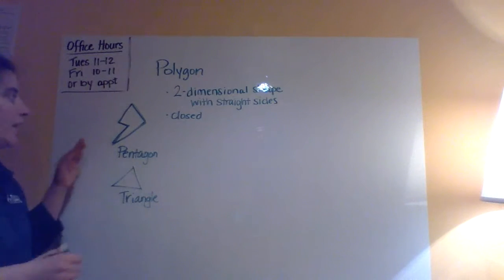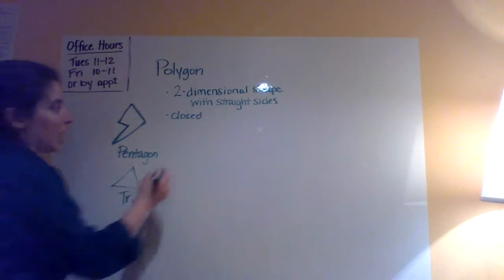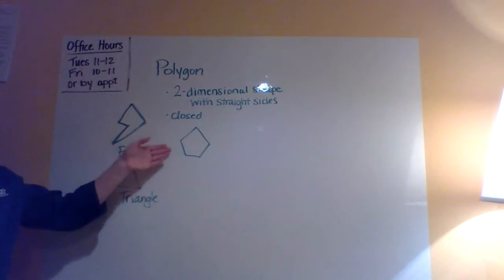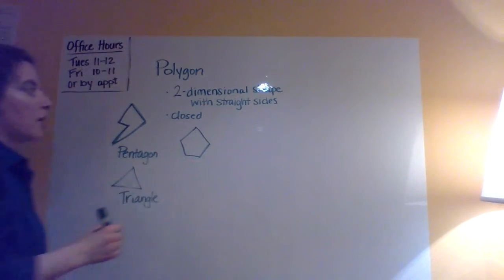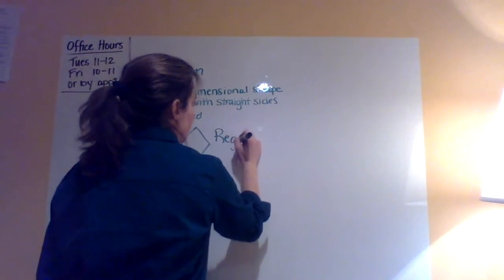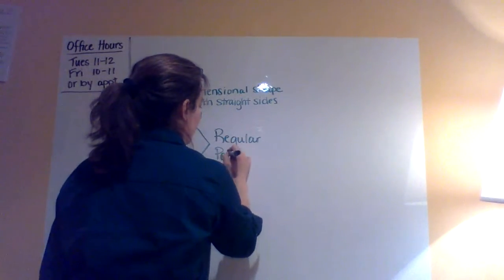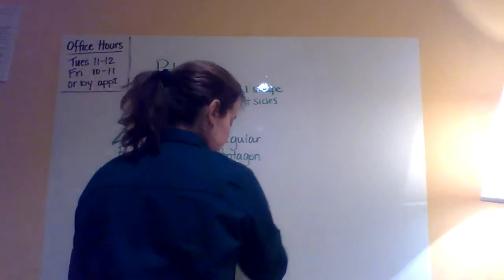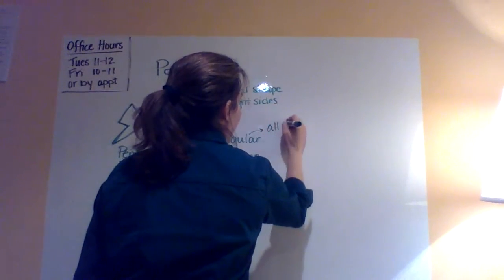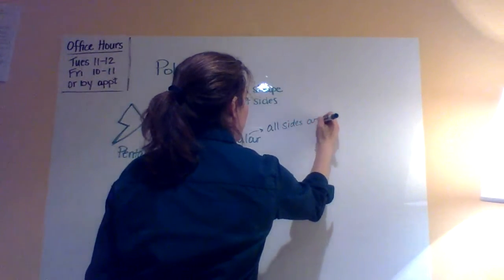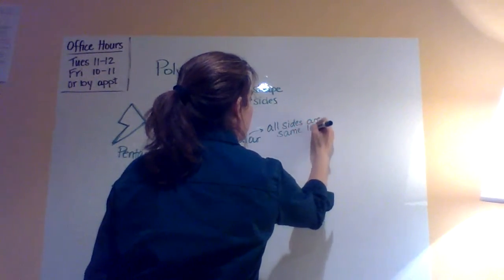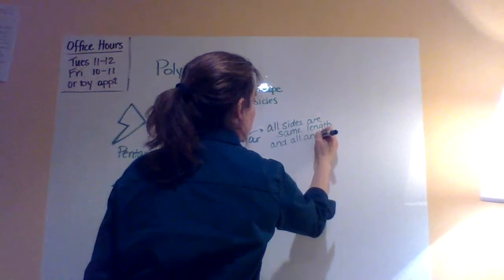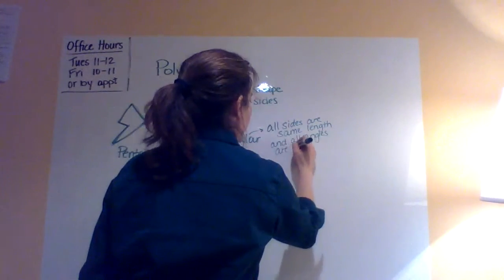Now, why is this not what we think of as a pentagon? Well, we might think of something that looks a little more like this as a pentagon. They're both pentagons. Okay. What's special about this though? This is one of what we call the regular polygons, or in this case, it's a regular pentagon. Okay. What makes it regular is that all sides are the same length and all angles are the same measure. Or we could say all angles are congruent.